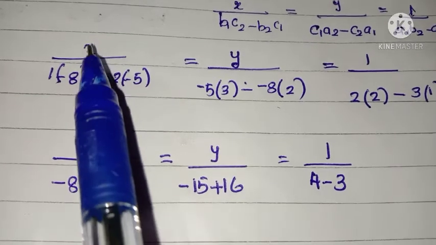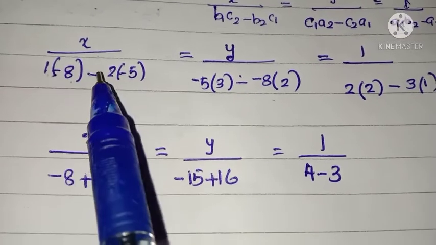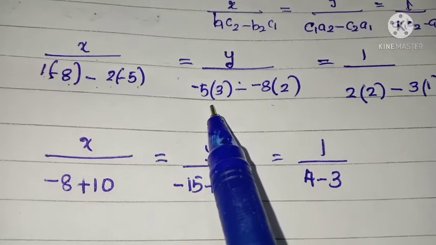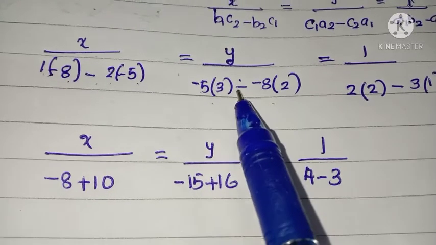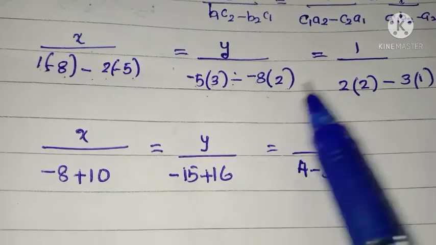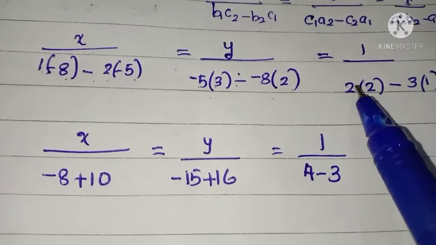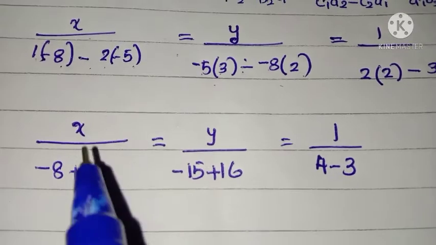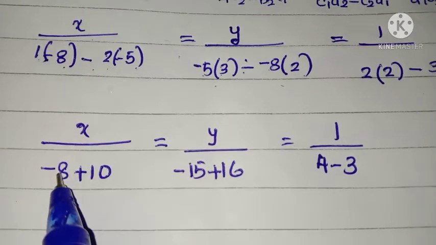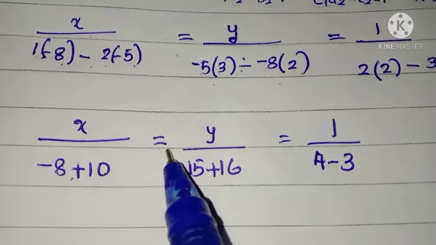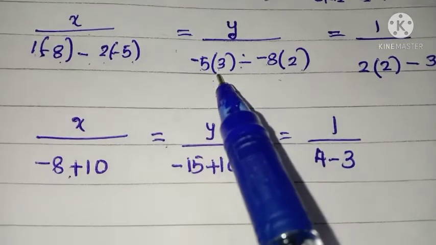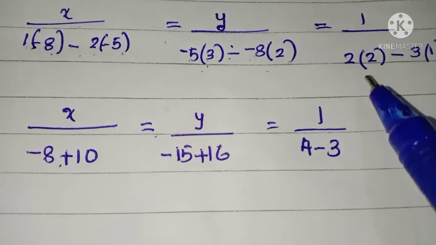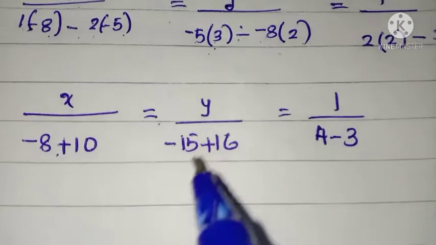x by (1 into -8) minus (2 into -5) equal to y by (-5 into 3) minus (-8 into 2) equal to 1 by (2 into 2) minus (3 into 1). On simplification, we can see x by (-8 + 10) equal to y by (-15 + 16) equal to 1 by (4 - 3).